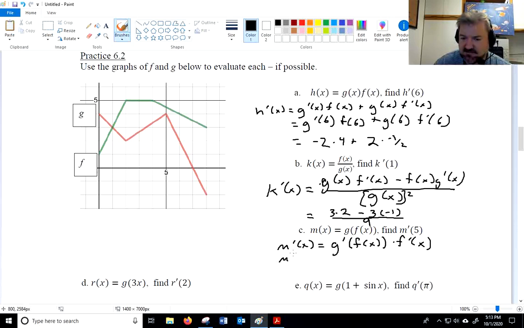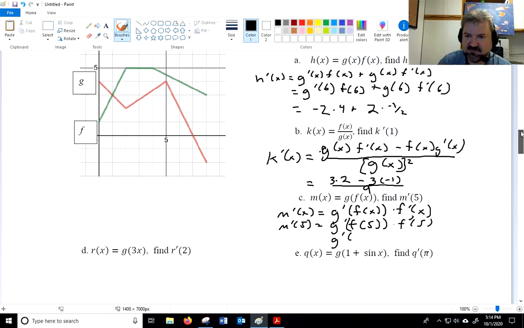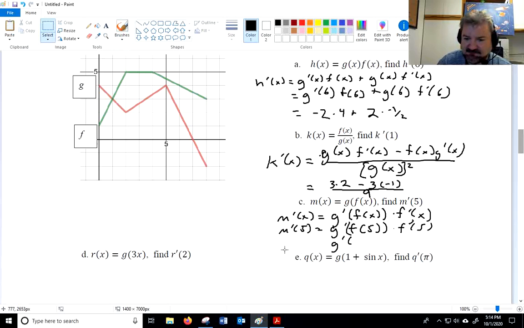Now let's find m prime of 5. Well, that's g prime of f of 5 times f prime of 5. So what is f of 5? Well, f of 5 looks like 4.5. So this is g prime of... I'm going to give myself a little bit of room, because this is important.